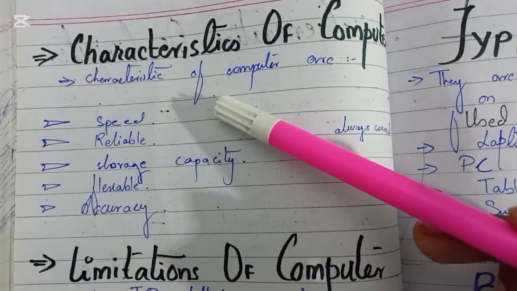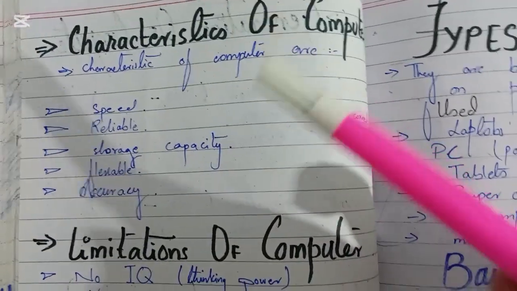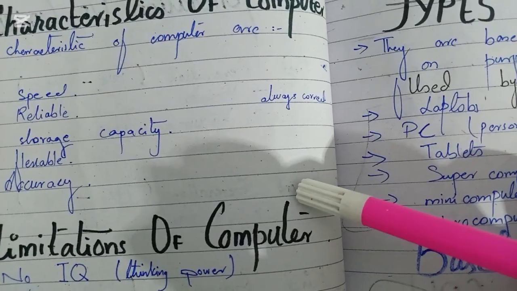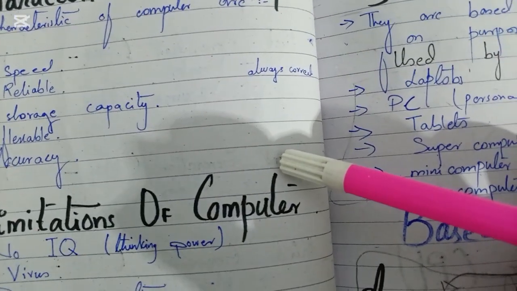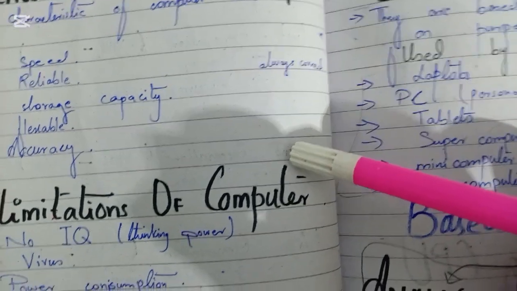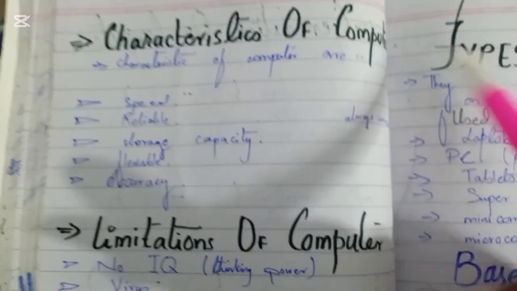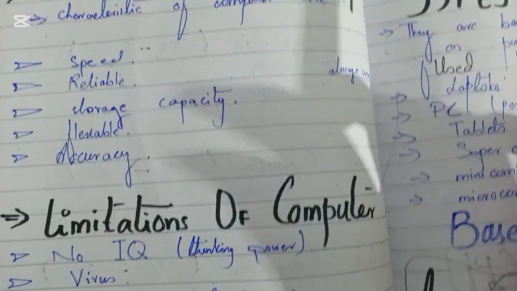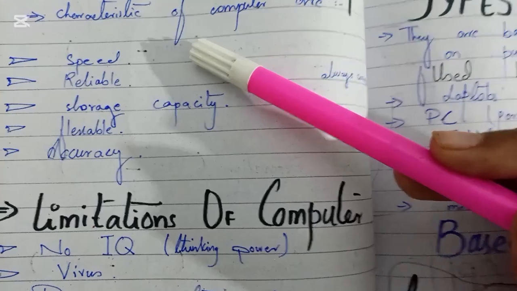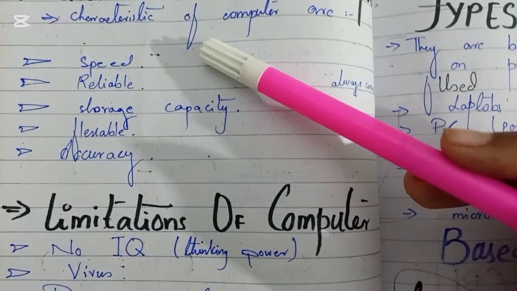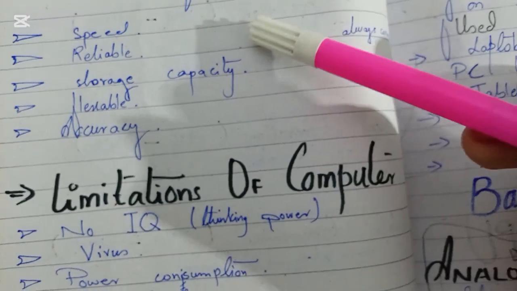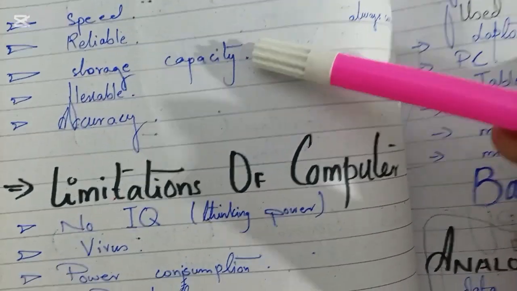Now let's move towards characteristics and limitations. We have various characteristics of computers and various limitations of computers. Let's talk about characteristics first. These are not a very important topic, but you should know about them. If someone asks, you should answer properly. You should have the concept in your mind.